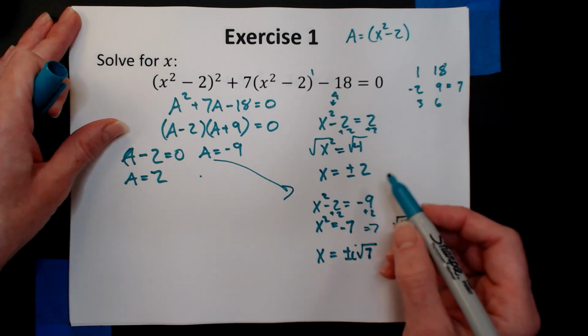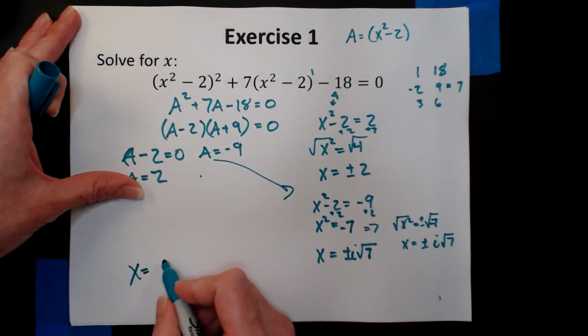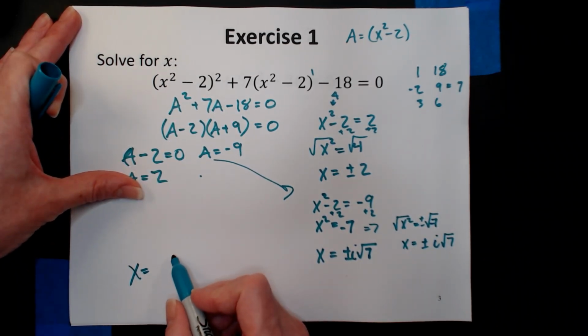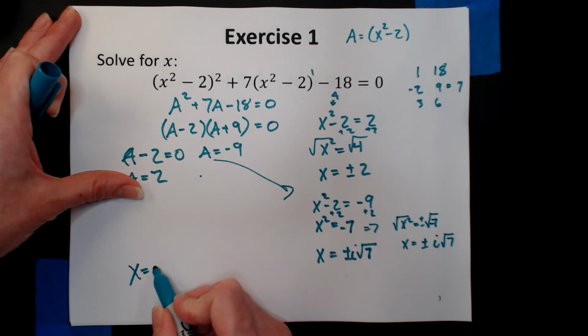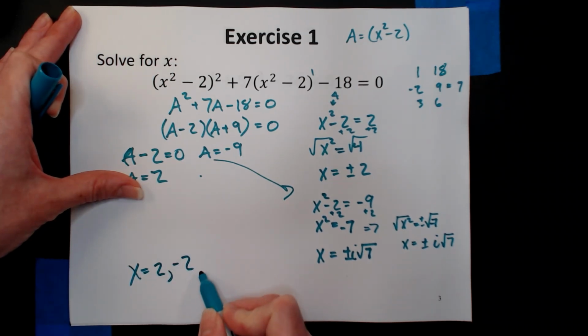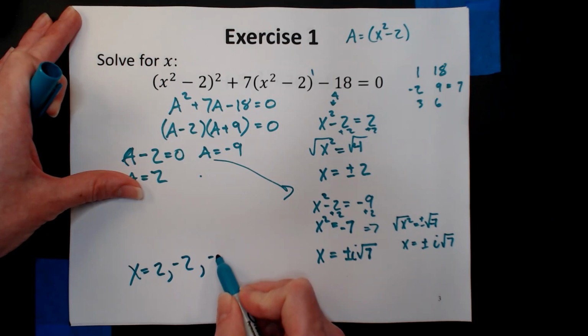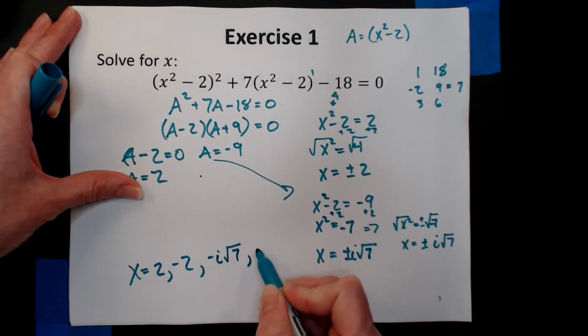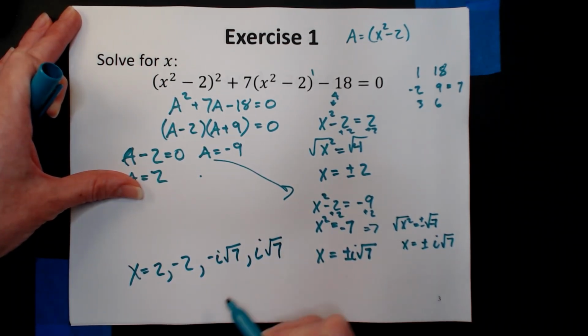And so here, you'll notice, how many answers do we have? If you write this out in Hawks, they're going to say, put an answer in each answer blank. All answer blanks may not be used. You're going to have a 2, a negative 2, a negative i square root of 7, and a positive i square root of 7. So you have 4 answers.